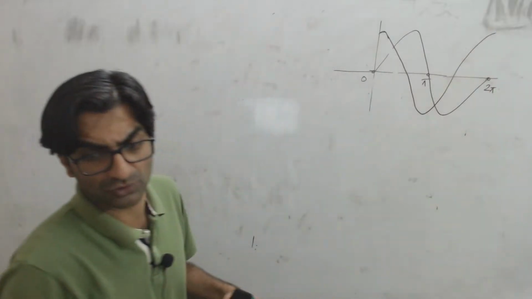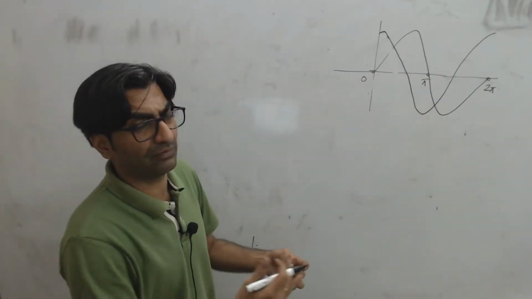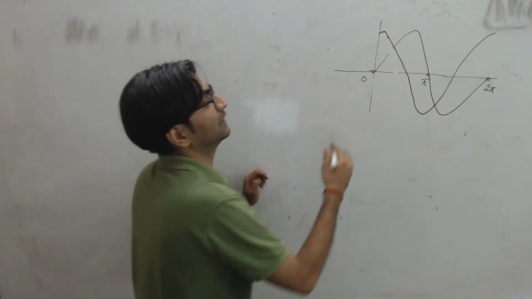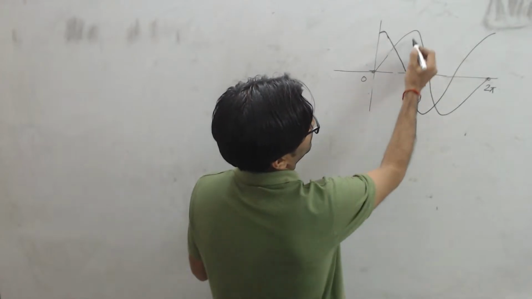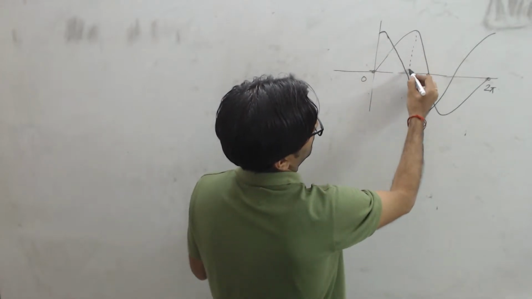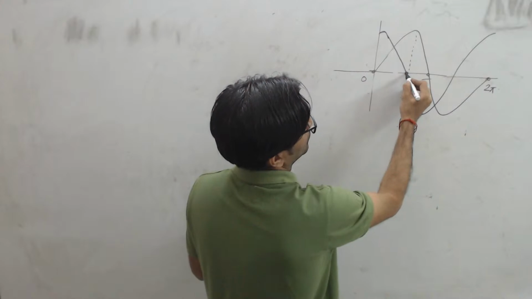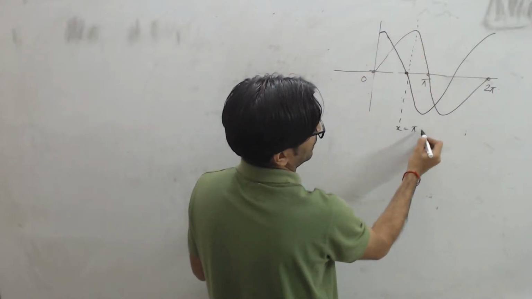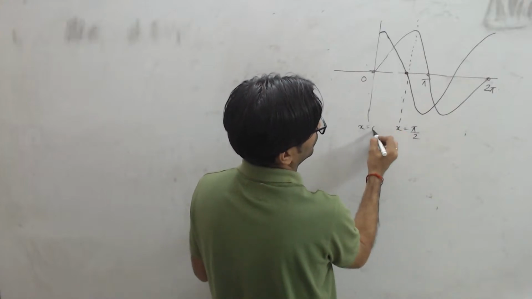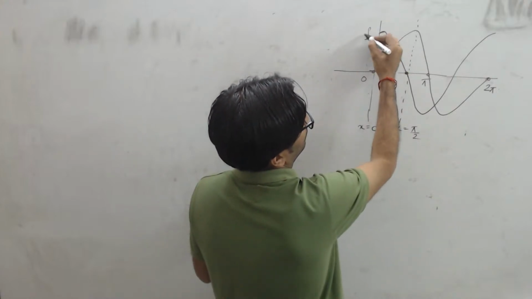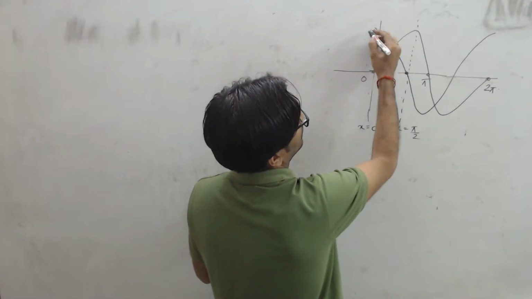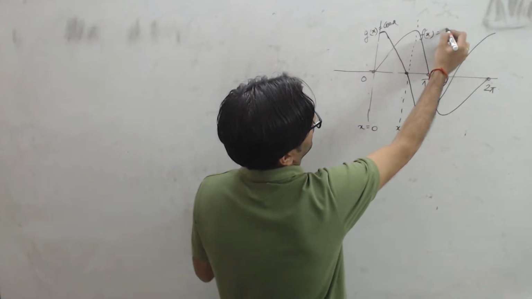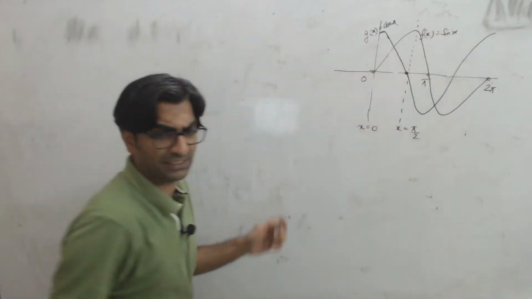And this is what the cosine looks like. It's like the sine curve phase shifted back by pi by 2, right? So you can see that this is going to be pi by 2. This is the line x equal to pi by 2. This is the line x equal to 0, and this is g(x) equal to cos x, and this is going to be f(x) equal to sin x. Right? Can you see this?